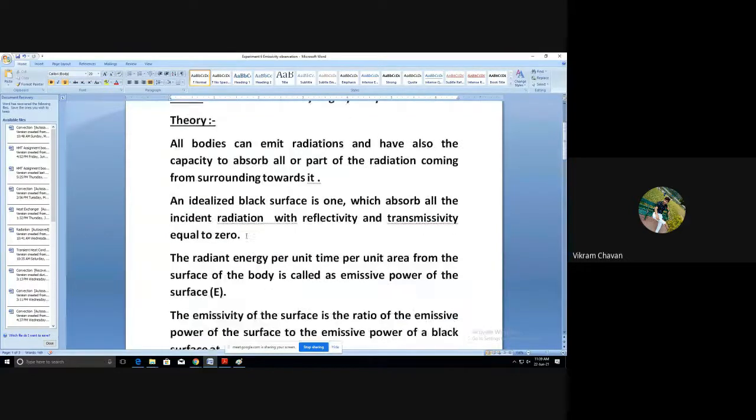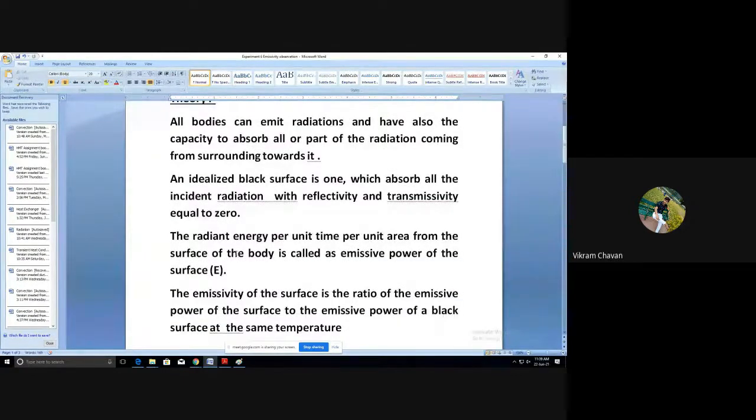To understand emissivity, first of all we should know what is meant by emissive power. Emissive power means that if any surface is radiating energy, then the energy radiated per unit time per unit area from the surface of the body is called the emissive power of that surface. It is symbolically represented as capital E for a general body. For a black body, the symbol is capital E suffix b, that is the emissive power of a black body.